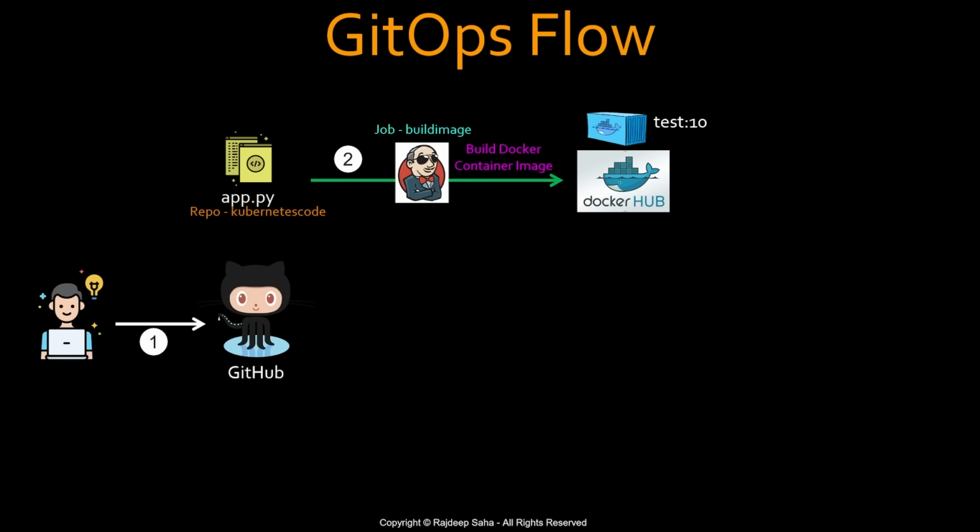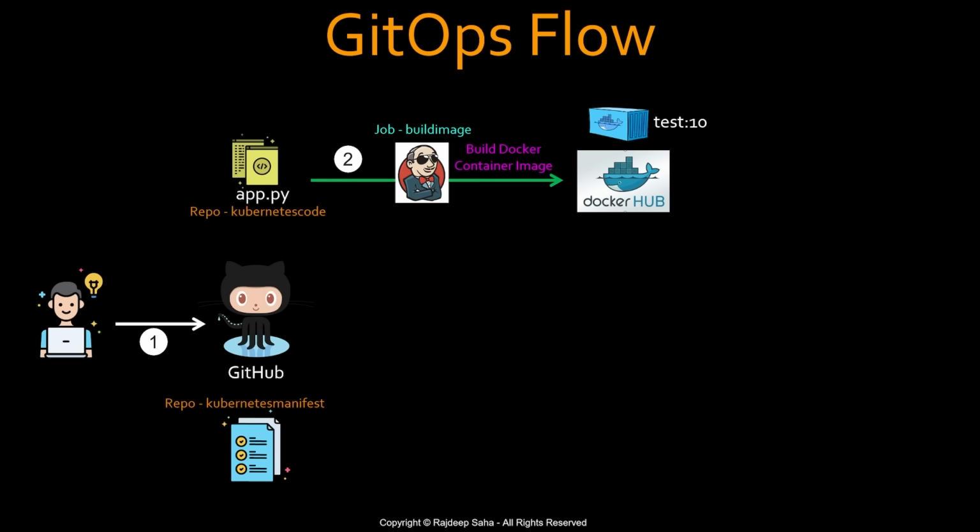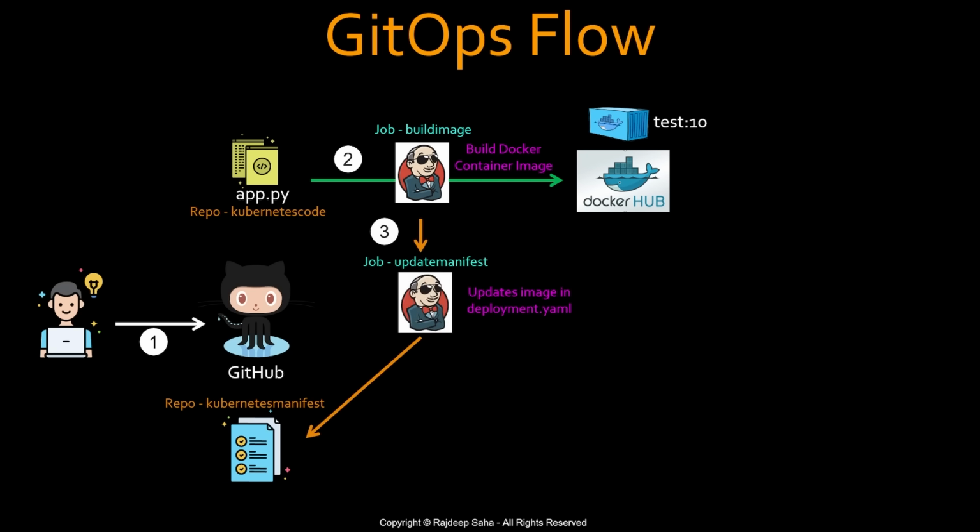Coming back to the GitHub, you also have another repo for Kubernetes manifest files. The name of this repo is Kubernetes manifest, and we have deployment.yaml file in this repository. This deployment.yaml file should reference this newly created container image. How does that happen? So after this Jenkins job created this Docker container image, it will trigger another Jenkins job update manifest, which will update the image in the deployment.yaml. So now this deployment file references test:10.